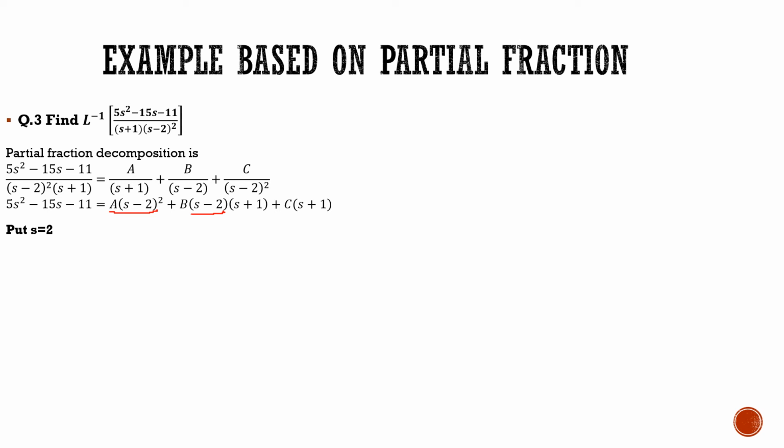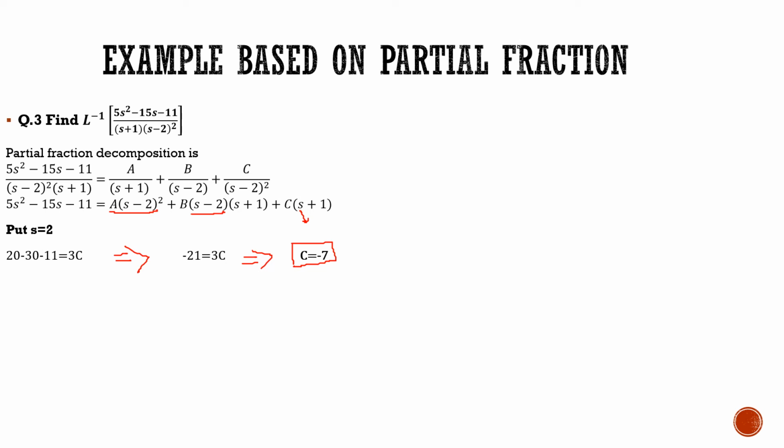If you put 2 in the left hand side, what you have is 2 square, that is 4, 4 into 5 is 20, 2 into 15 is 30, minus 11, and this is equal to 3c. This implies it will be minus 21, which is equal to the right hand side 3c, and the value of c is equal to minus 7. Similarly, if I want to find another constant, you can see if I put s is equal to minus 1, why am I putting minus 1? To convert this bracket into 0.